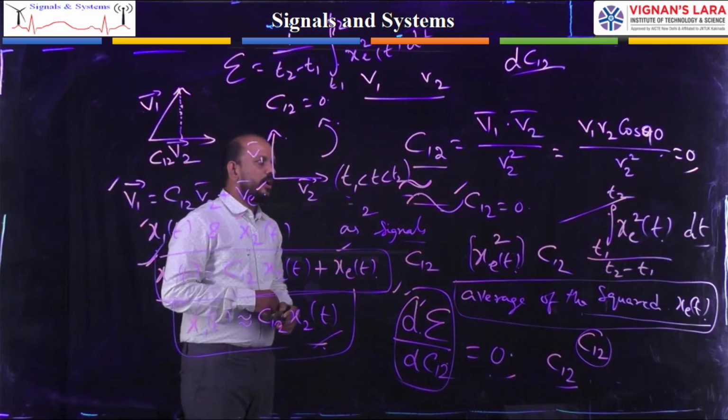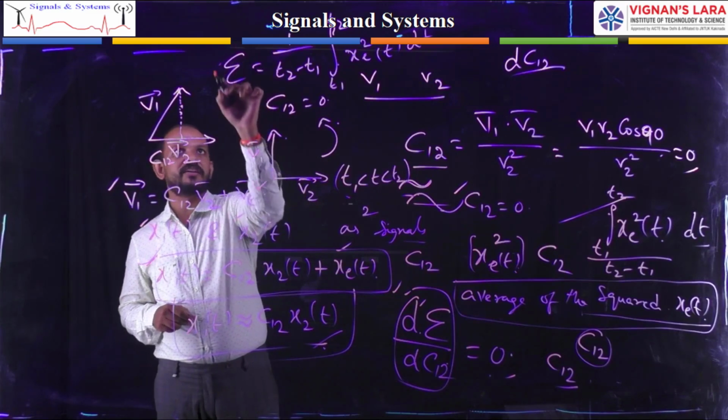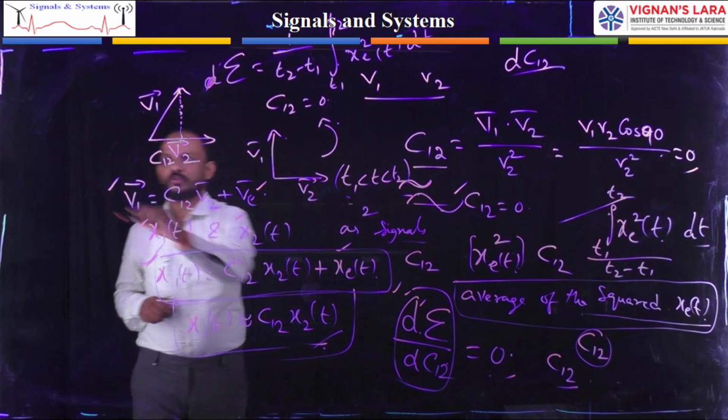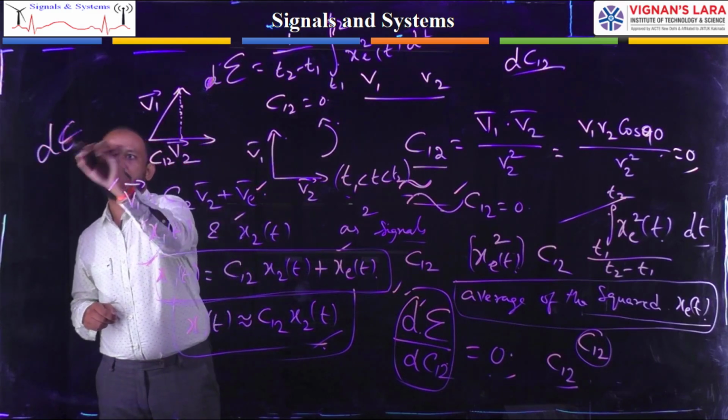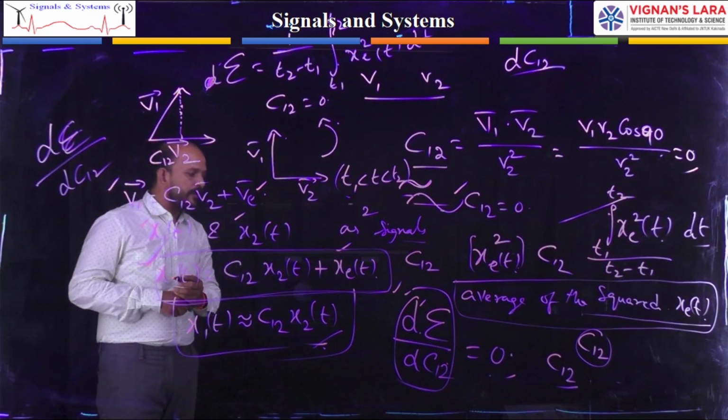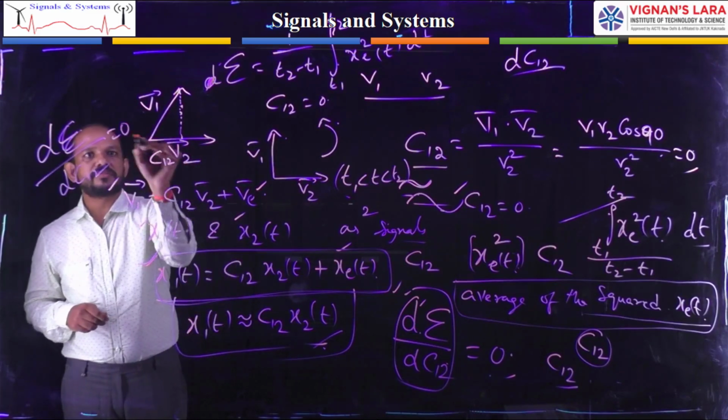Now what I have to do? I have to go for the differentiation of this one with respect to C12, and make that equal to 0.